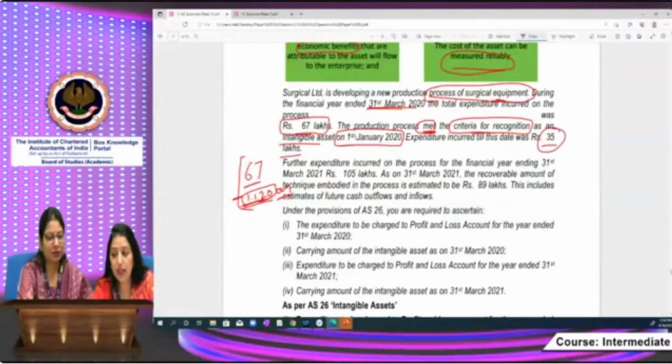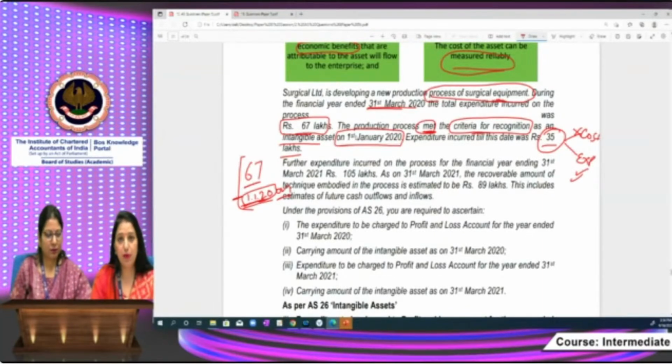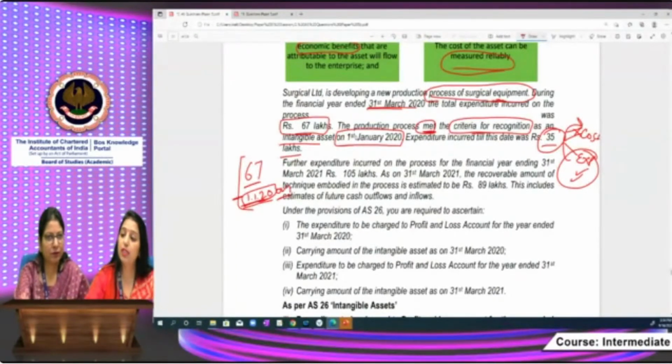This 35 lakh is not related. It will not become the part of the cost of the asset. It will be charged as an expense. And what AS says is, if any expense is charged as an expense in any year, then in the future it will never become the part of the asset. जो एक्सपेंस एक बार एज एन एक्सपेंस चार्ज हो गया किसी भी फाइनेंशियल ईयर में, तो वो आगे कभी भी उस इंटेंजिबल एसेट की कॉस्ट का पार्ट नहीं बनेगा. That means out of 67 lakh, 35 lakh will be an expense.